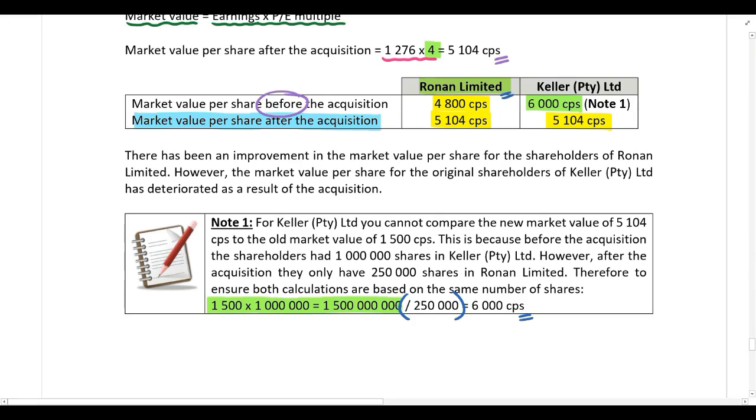So to conclude, we can see for the shareholders of Ronin Limited, there's been an improvement in the market value per share. However, for the shareholders of Keller Limited, the market value per share has deteriorated as a result of the acquisition.